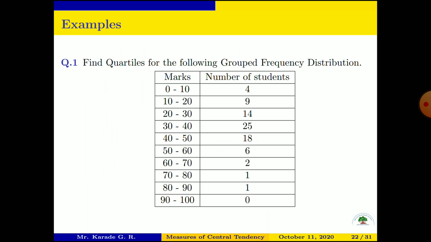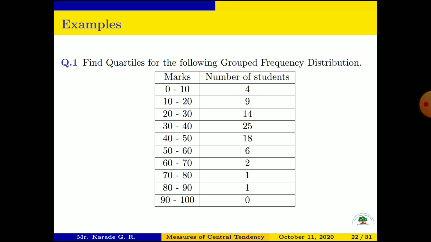Now let us take one example. To find the quartiles of a given grouped frequency distribution. So the question is, find quartiles for the following grouped frequency distribution. So here marks of students are given in groups, and the corresponding frequencies are given. So the first group is 0 to 10. There are 4 students having marks in between 0 to 10.